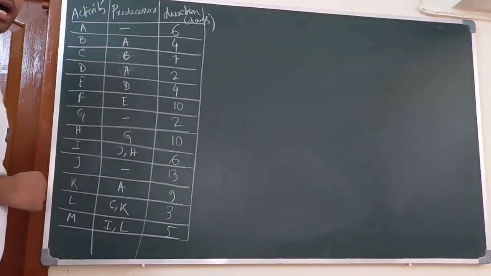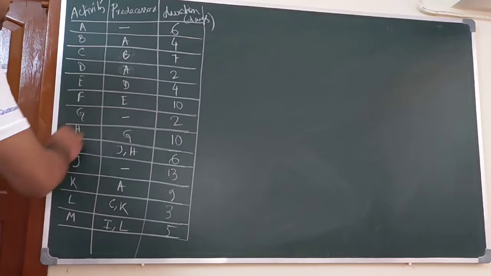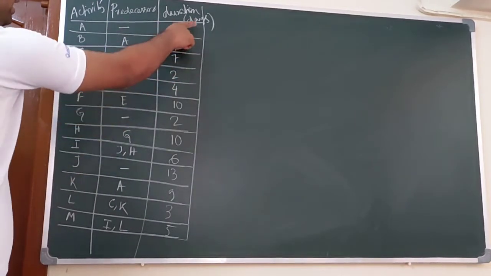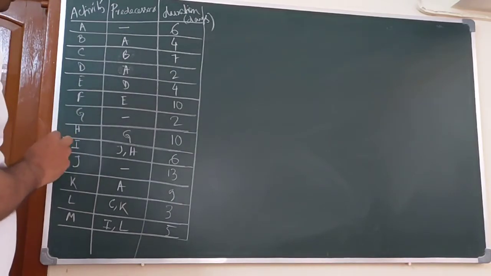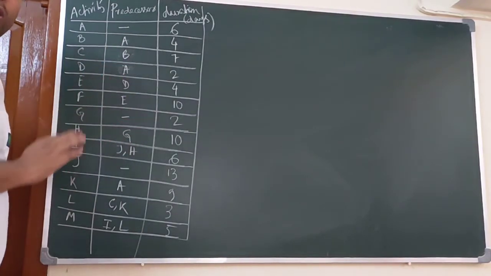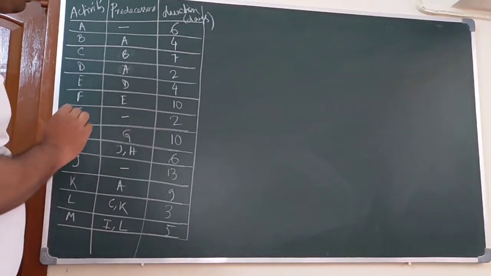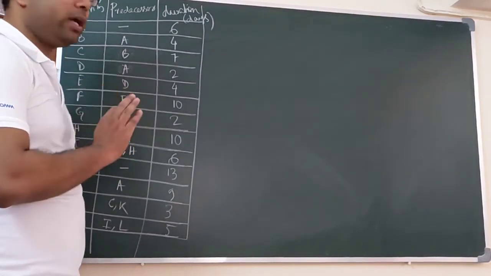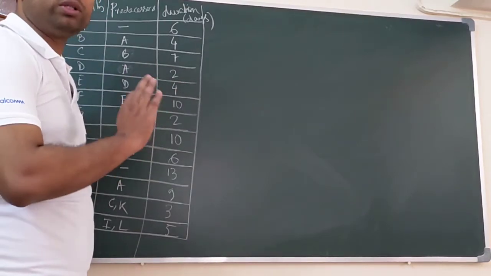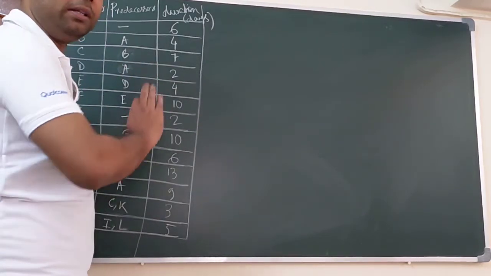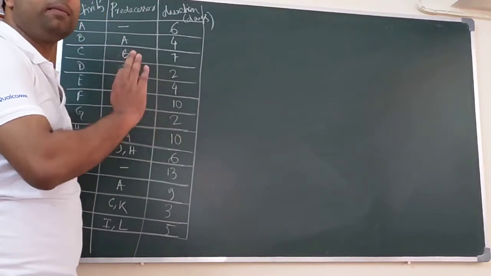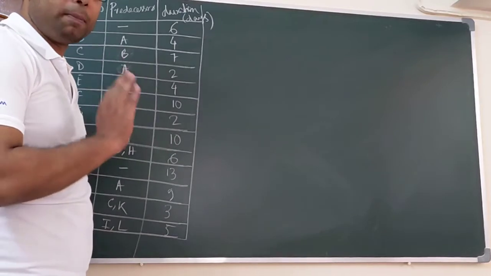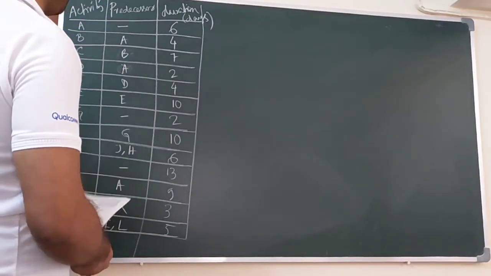This is the project chart given. These are the activities, the predecessors are shown here, and the duration in days is given. From this project chart we have to first draw the project network. Then, after drawing the network, we have to find the critical path and the total project completion time.